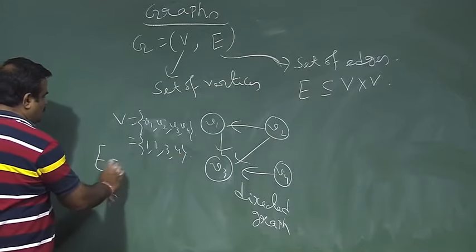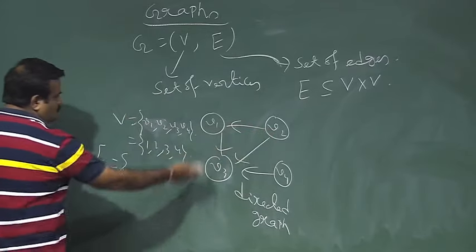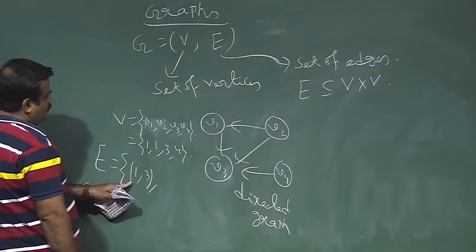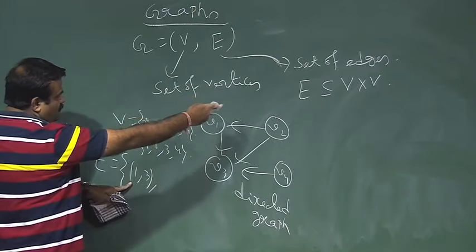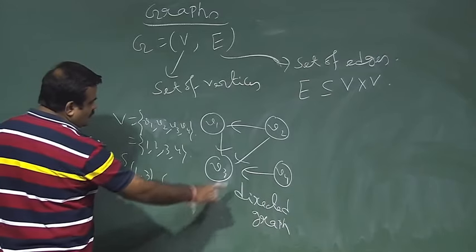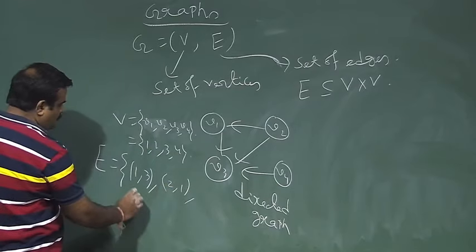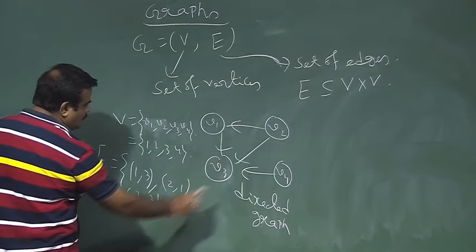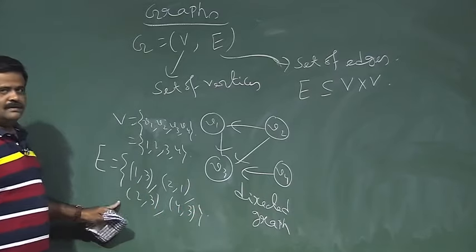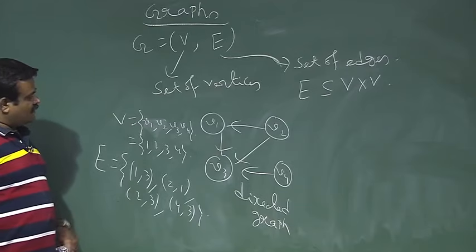And what are the edges? The edge set is a subset of the Cartesian product V cross V. We have an edge from V1 to V3, so we can say 1 to 3. Then we have an edge from 2 to 1, an edge from 2 to 3, and an edge from 4 to 3. So this is the edge set, and this is a directed graph.